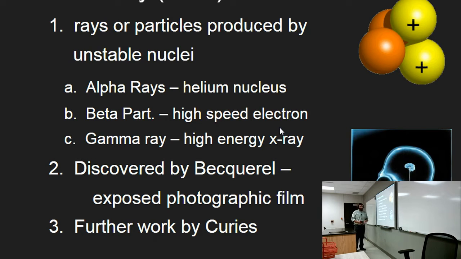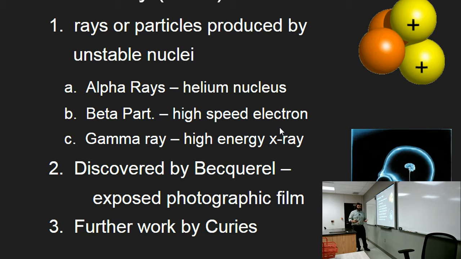The first discovery of particles that were something other than atoms was the discovery of radioactivity. Radioactivity was discovered in 1896, and basically it's rays or particles that are given off by unstable nuclei. There are three main types of radiation: alpha rays, beta particles, and gamma rays. We'll talk about these more in a future lesson, but what was discovered was that these were not elements, they were not atoms, they were something different. They were discovered by Henri Becquerel, who found that these particles could expose photographic film.